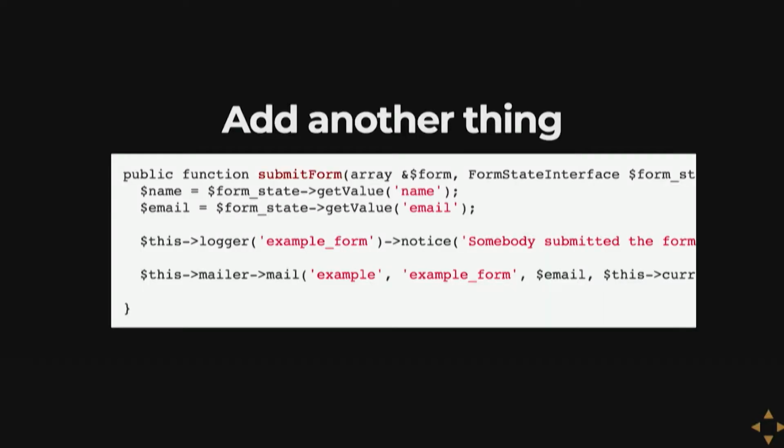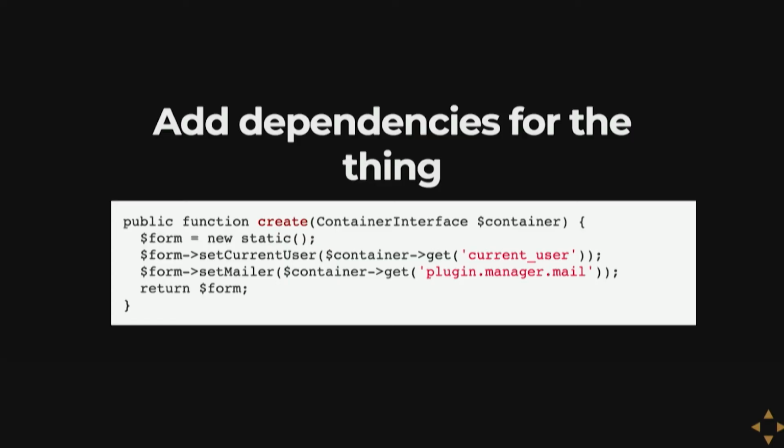This time we want to send that email, so what we need to do is we need to have this mailer service that we can call in the submit handler. And we also need to know if we have a current user to get their language, to know what language we're sending the email in. And then of course if we're using these things in our form, we need to add them as dependencies to our form. So now our form, as well as the base dependencies that the form class gives you, it's now got to know the current user and the mail plugin manager.